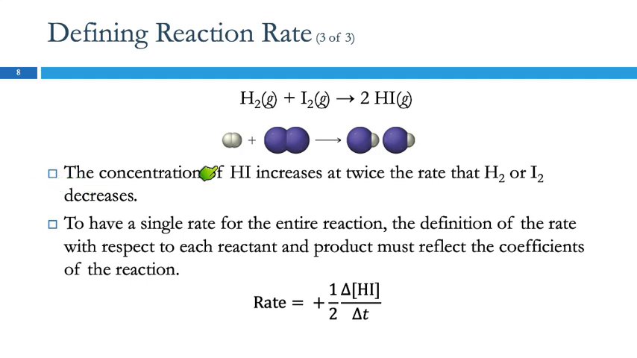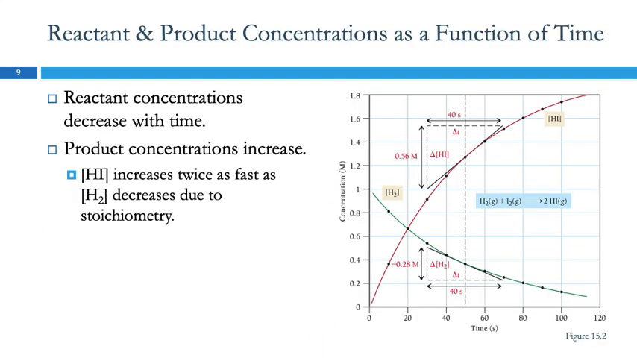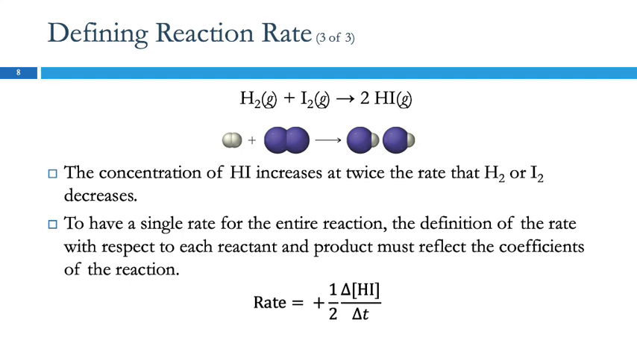So the concentration of HI increases at twice the rate. So in order to get a single rate for the entire reaction, we have to multiply by 1/2. So this is coming from the coefficient. And we'll see in a minute that we don't really have to think too much about where to put the 2. There's a pattern. Any questions?